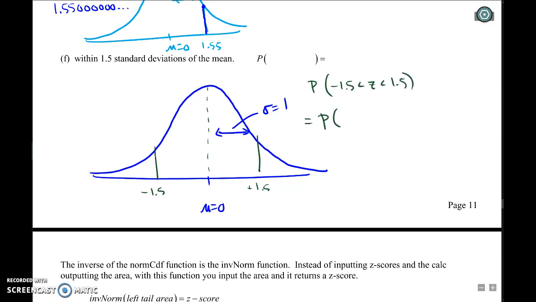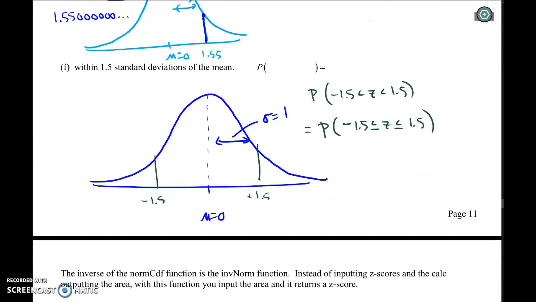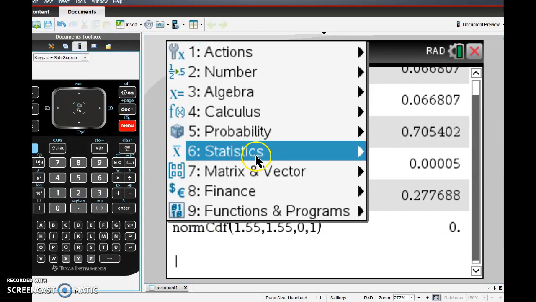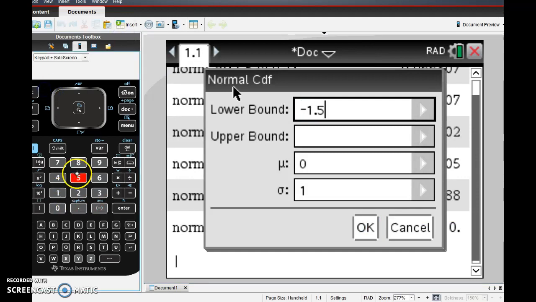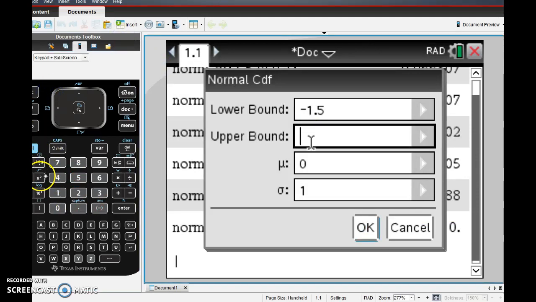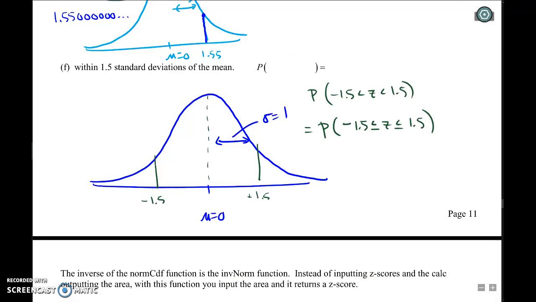By the way, you could also write that as negative 1.5 less than or equal to z less than or equal to 1.5. Of course, these are going to be the same because the probability of any single point being equal is 0. So menu, statistics, distributions, normal CDF, negative 1.5 to 1.5. It's going to be between 68 and 95, right? Because, yeah, 0.866. That is 0.866.